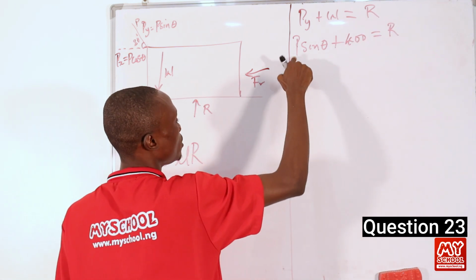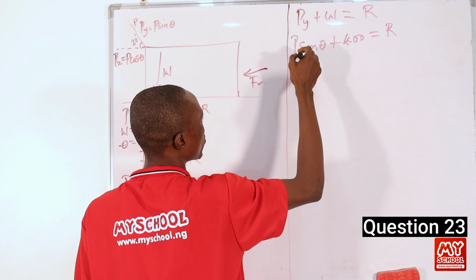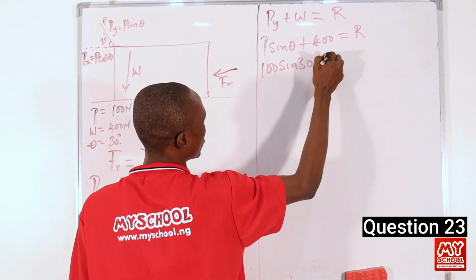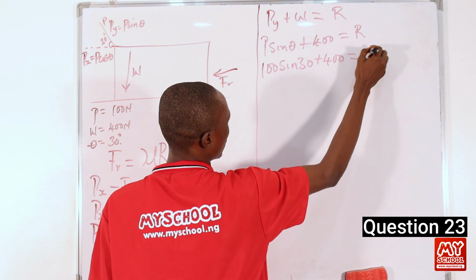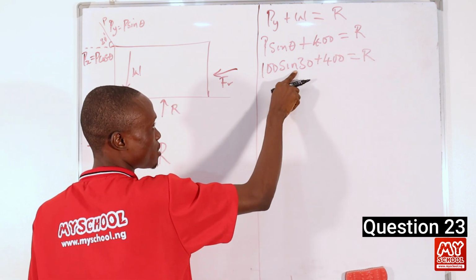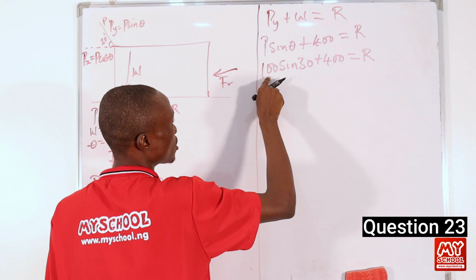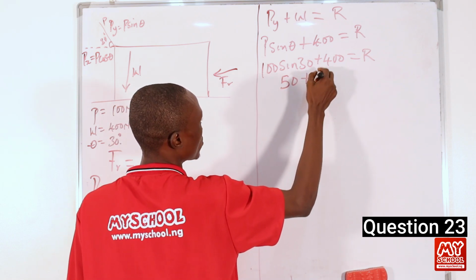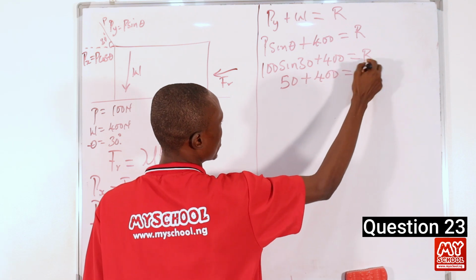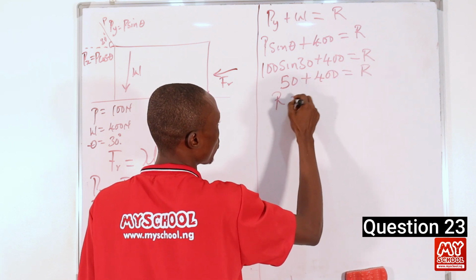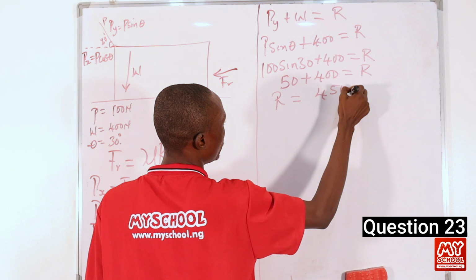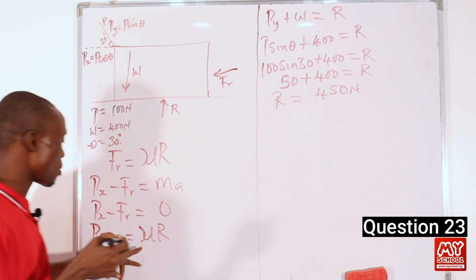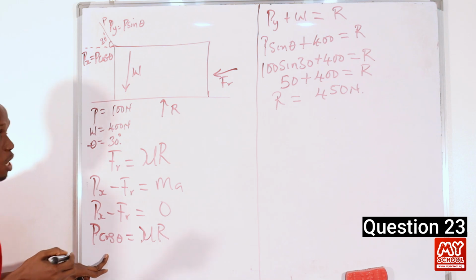We know P. So P is equal to 100, then sine 30 plus 400 equals R. Sine 30 is actually 0.5. So 0.5 times 100 gives us 50, then plus 400 gives us R. So R is equal to 450 Newton. Now that we have gotten the value of R, we can return back to the horizontal component.